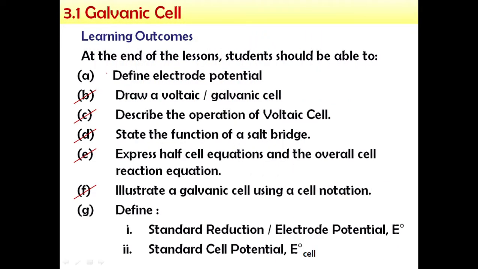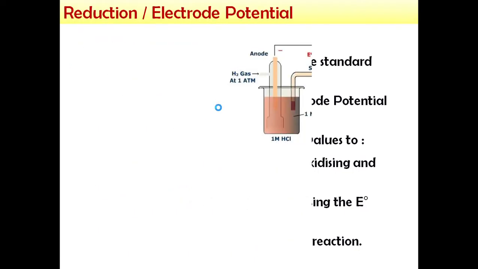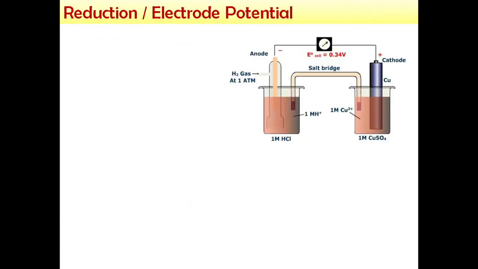Okay, for the learning outcome, previously I have covered learning outcome B until F. So this video we're going to learn about learning outcome A and G, definition of several terms, and learning outcome H and I about standard hydrogen electrode. So first kita go through reduction ataupun electrode potential.